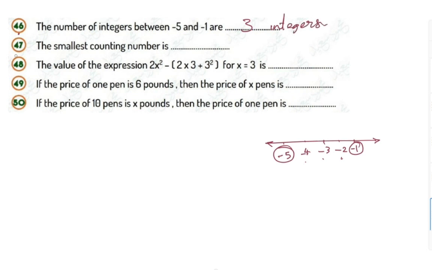Okay. The smallest counting number. Counting numbers start with what? They start with 1, 2, 3, 4, 5. So the smallest counting number is just 1.